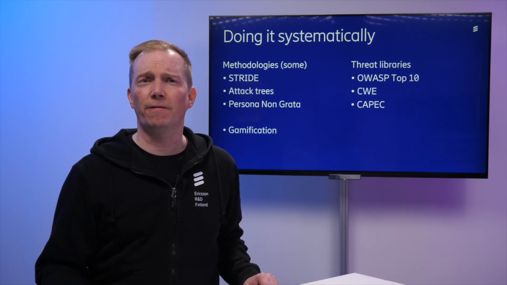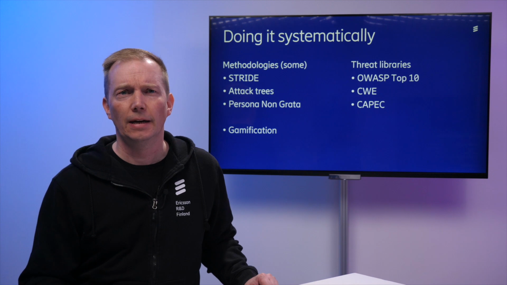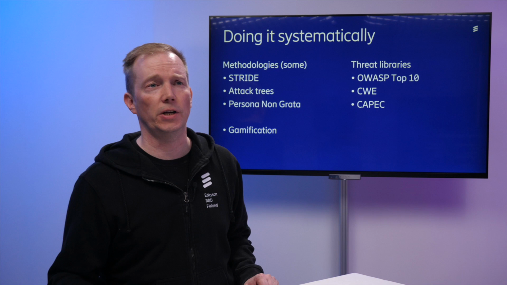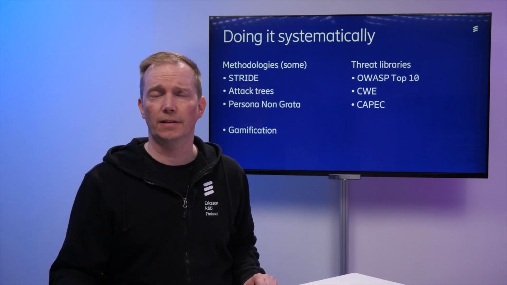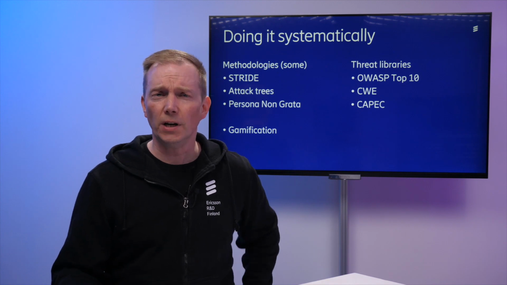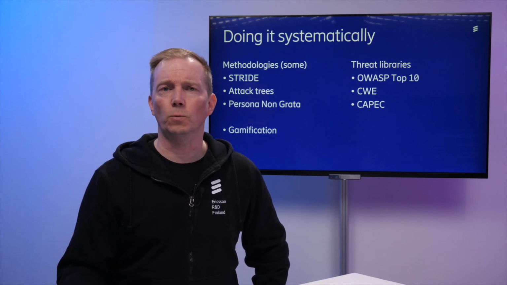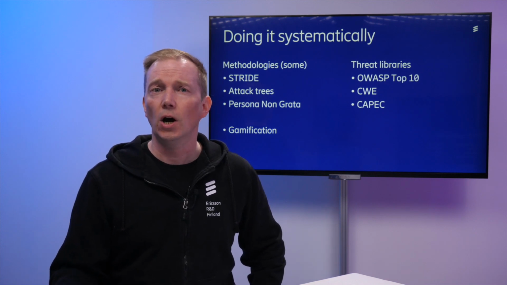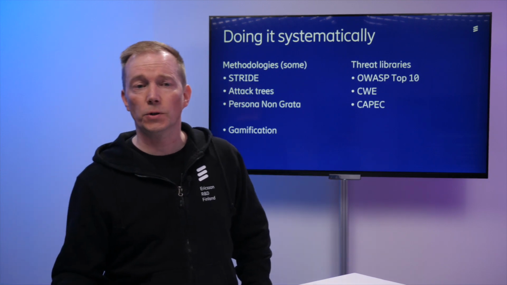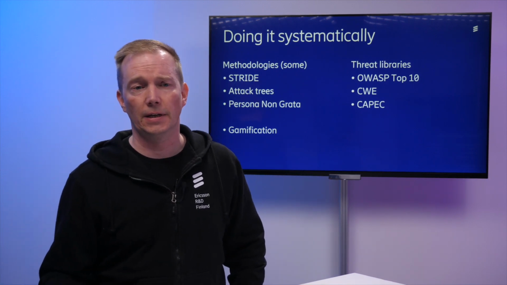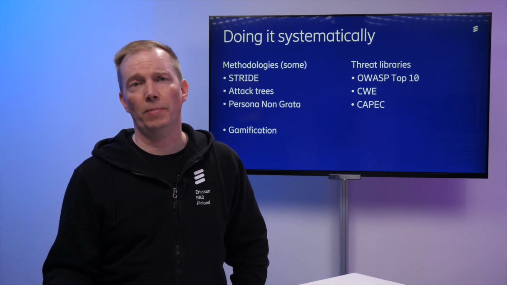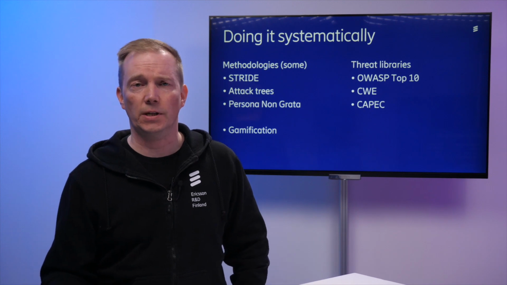We can also gamify threat modeling. There are different ways, like you can play a card game called Elevation of Privilege, which is basically STRIDE as a group game. Then, what are the different threat libraries that you might want to use? The well-known OWASP Top 10 is one of them. It lists the 10 most critical web application security risks. Then there's Common Weakness Enumeration and Common Attack Pattern Enumeration and Classification, which can come in handy.